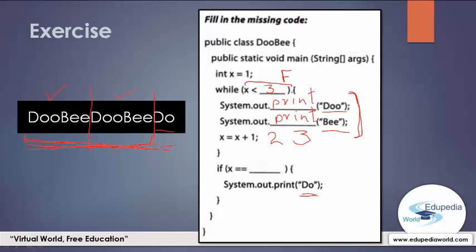Okay, all we have to do now is print out this do part. So this do part is over here. So to execute this print statement, we have to make this condition a true value.